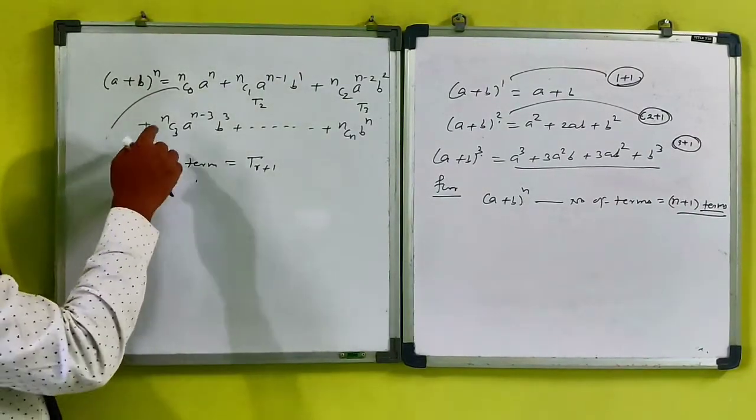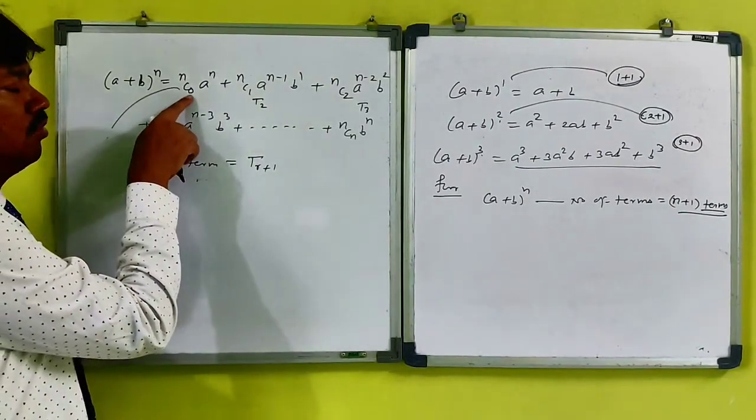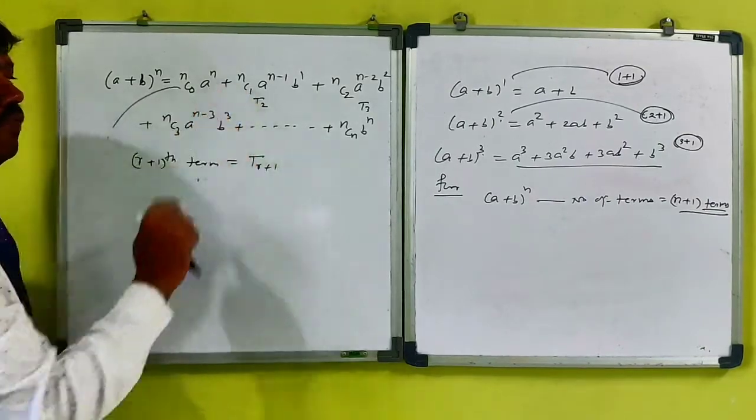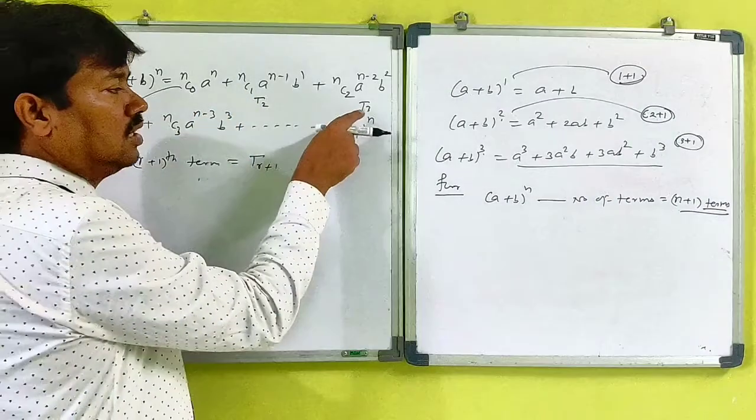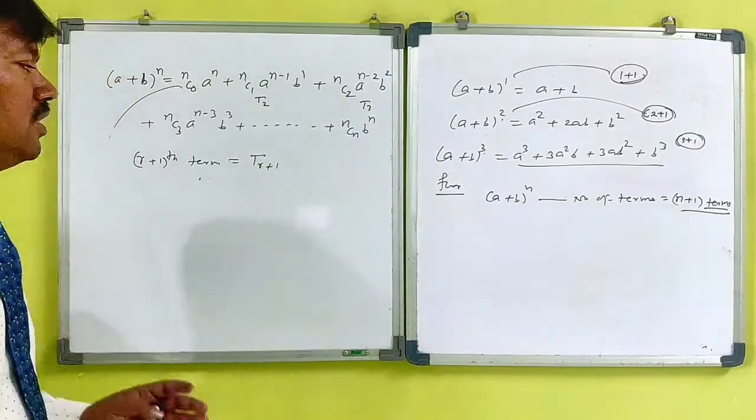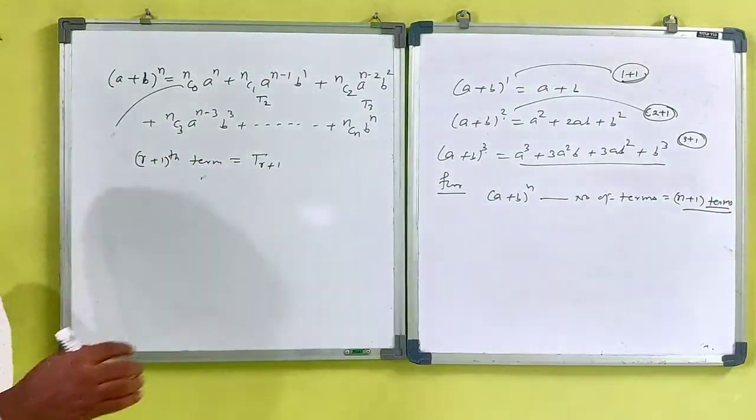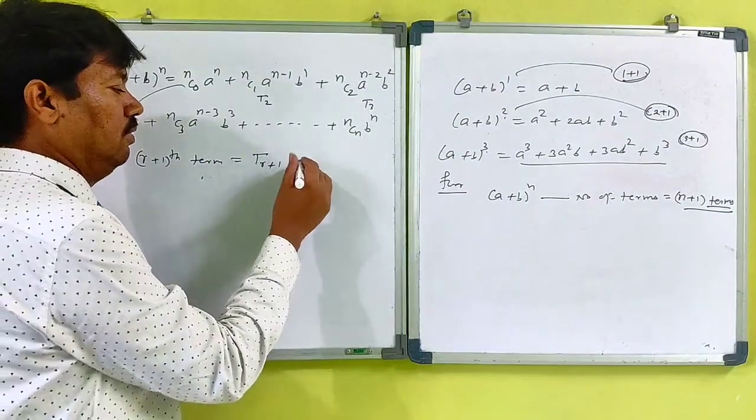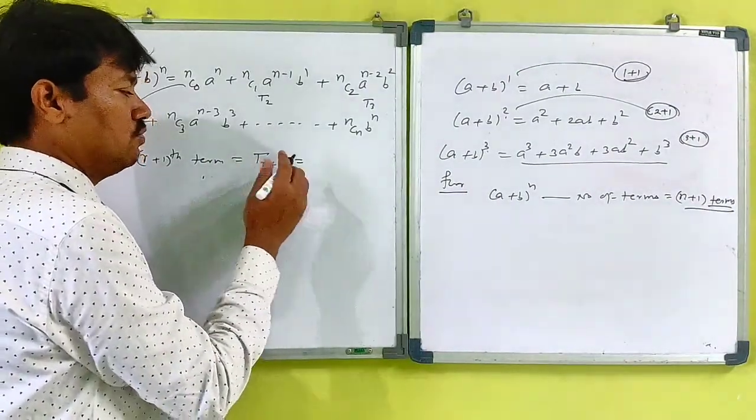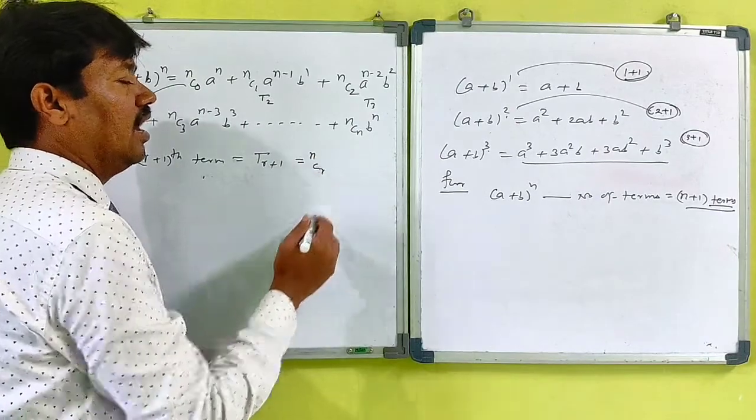Look at that, for the first term the coefficient is nC0. For the second term the coefficient is nC1. For the third term the coefficient is nC2. That means whatever the term number, the lower index is one less. So for the (r + 1)th term the coefficient will be nC(r + 1 minus 1), one less, so it is nCr.